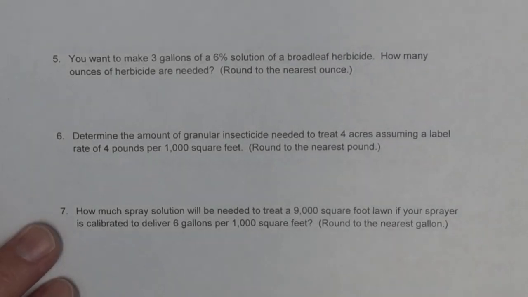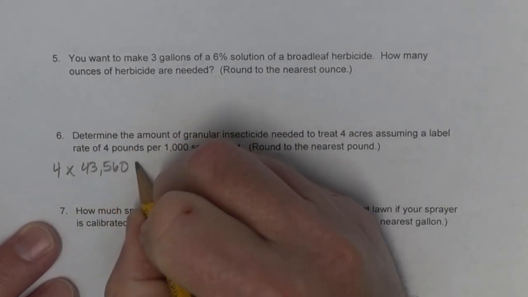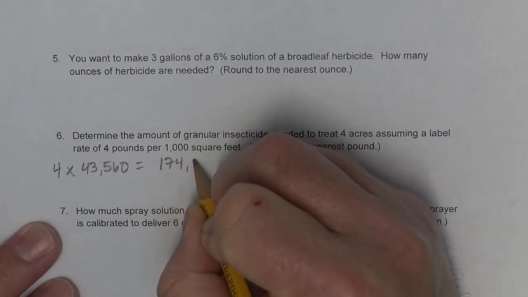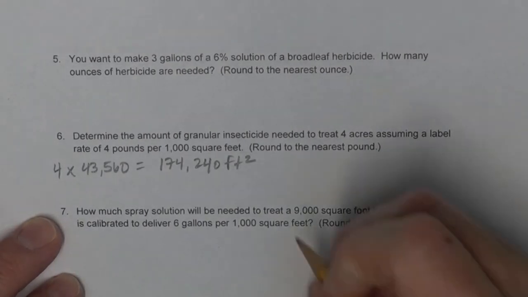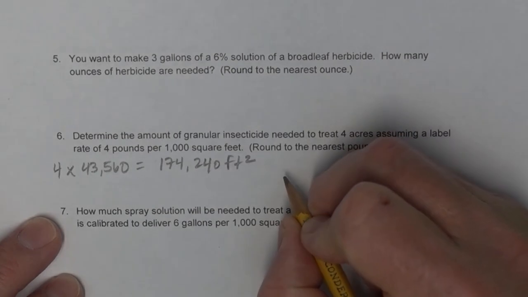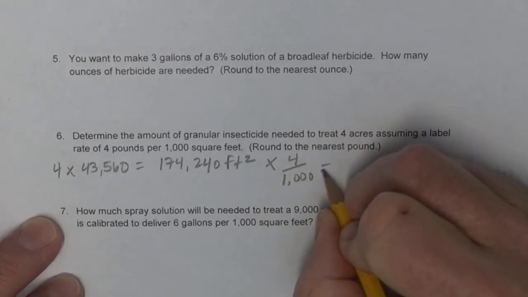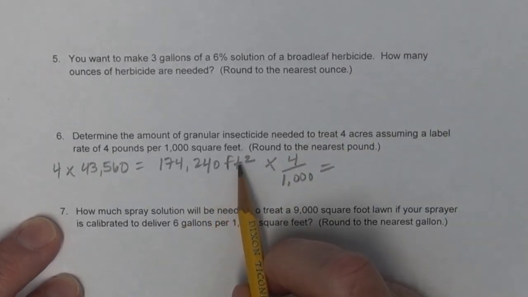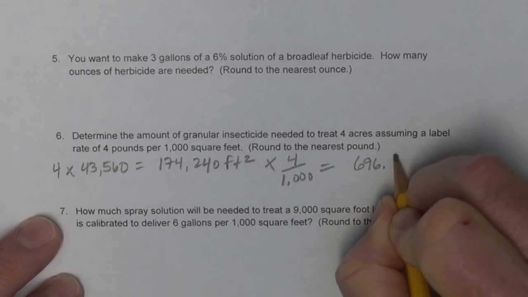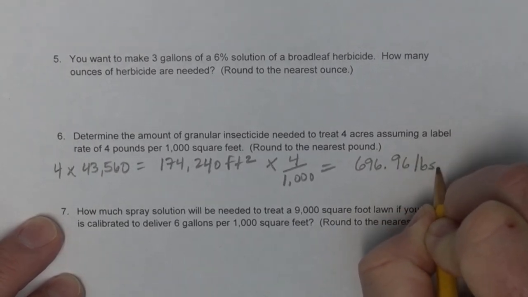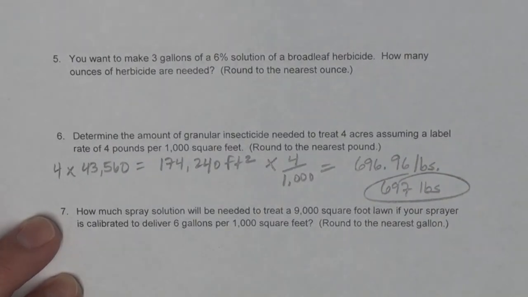All right, so we've got 4 acres, so I'm going to say 4 times 43,560 gives me 174,240 total square feet for the property. Basically, we're doing 4 pounds per thousand, so I'm just going to multiply that 4 times or over the 1,000. So you multiply 174,240 times 4 divided by 1,000 gives us 696.96 pounds, or 697 for your answer.